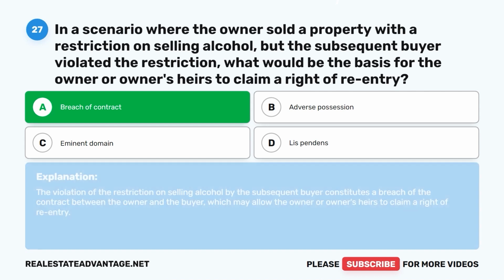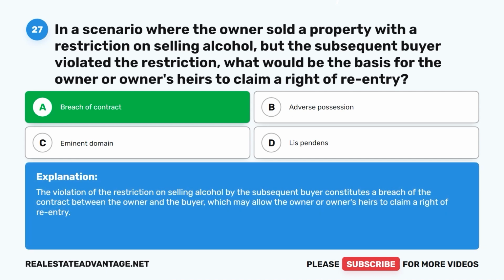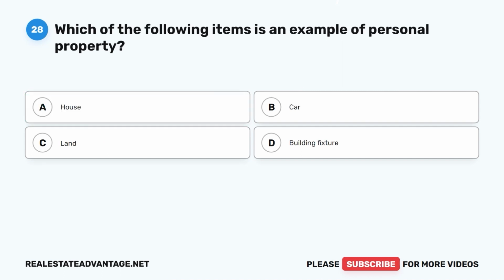Breach of contract. The violation of the restriction on selling alcohol by the subsequent buyer constitutes a breach of the contract between the owner and the buyer, which may allow the owner or owner's heirs to claim a right of re-entry. Question 28. Which of the following items is an example of personal property?